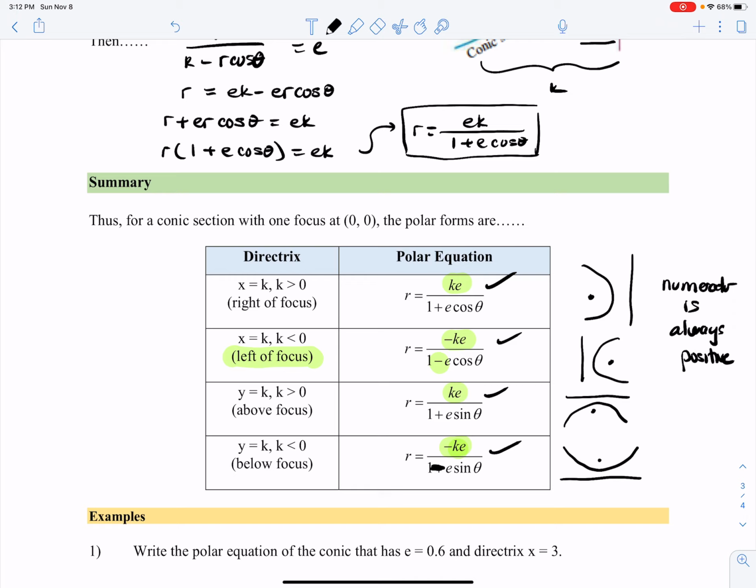So there's an overview of the four forms. I encourage you to try to derive it yourself. It might be a little difficult, but hey, go for it if you want to.